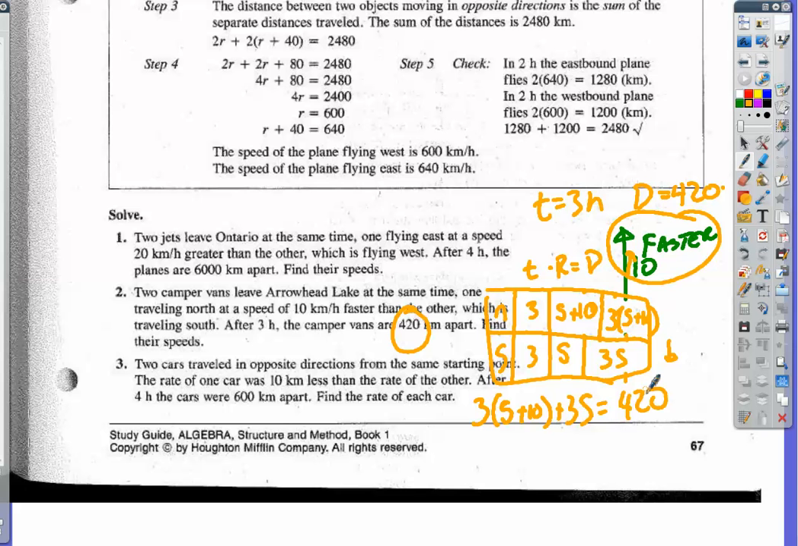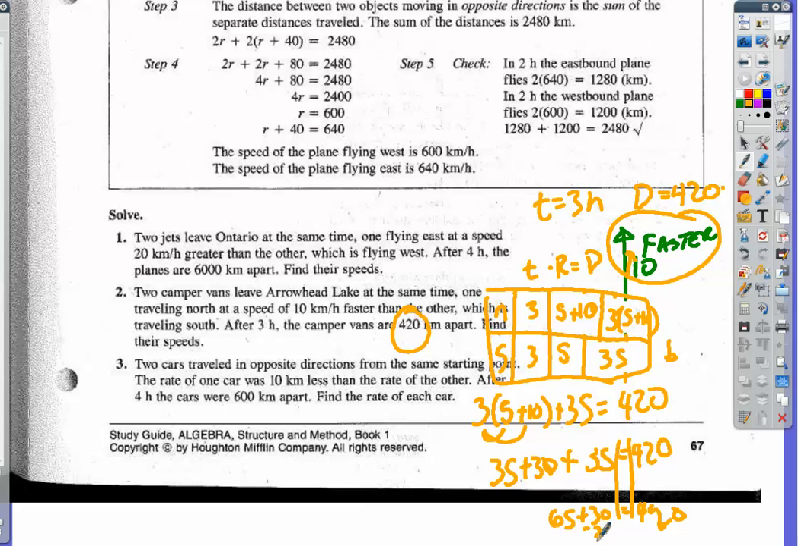So let's go ahead and resolve this. So 3 times s is 3s plus 30, because that 3 has to be distributed to the 10, plus 3s is equal to 420. So then, yes, that is a 0. So now we just combine similar terms. 3s plus 3s is 6s plus 30 is equal to 420.